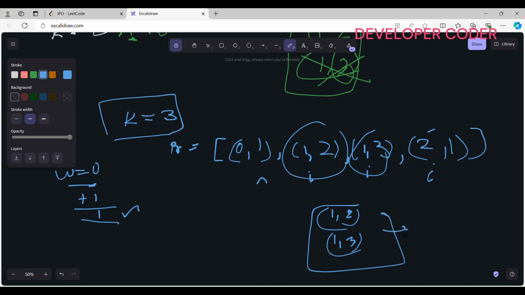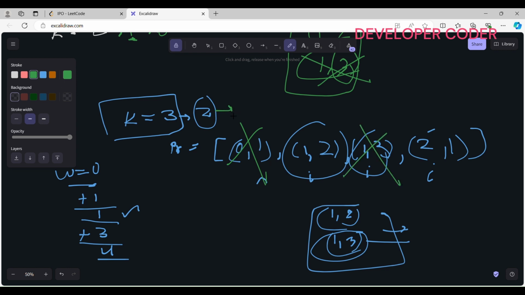So here let me select this 1 3. Okay, so I have selected 1 3. So here I added 3. Now my W becomes 4. Also I have to reduce K every time. So I have used this project, so my K becomes 2. Then after that I have used this project, so now my K becomes 1.